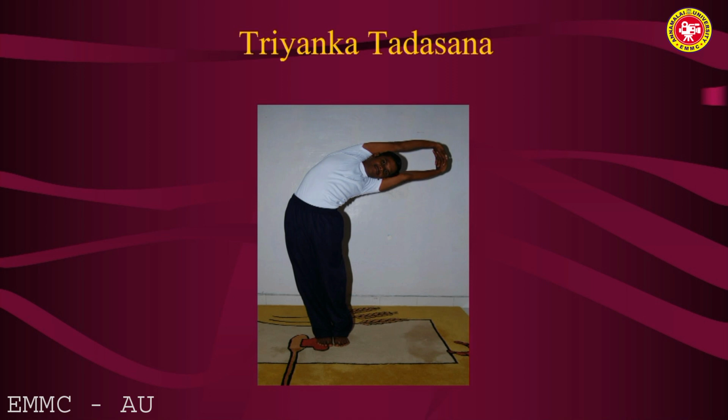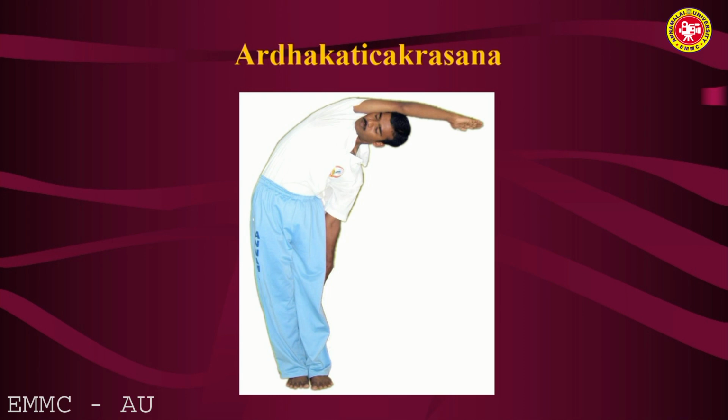Then this is the Triyanga Tadasana. Triyanga Tadasana, here the posture is a lateral bending asana. We have to interlock our fingers, raise our arms and do the lateral bending. Then the second is Ardha Katichakrasana. Sometimes, in the first week or two weeks, you have to take Triyanga Tadasana. Then after that you have to take the practice of Ardha Katichakrasana. So this is also a very comfortable posture, a lateral bending asana.